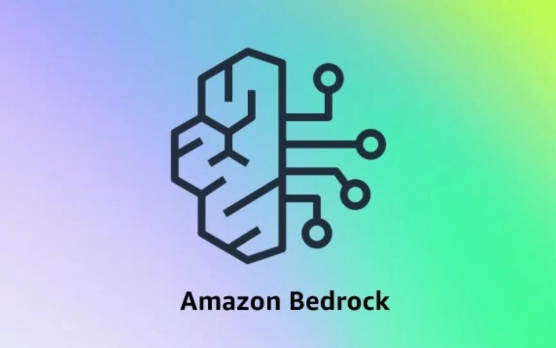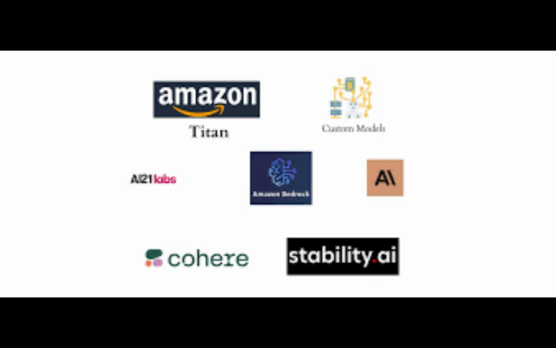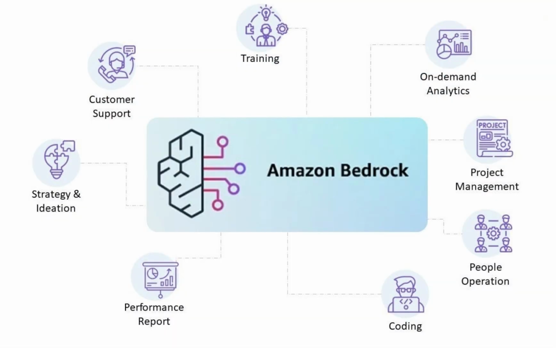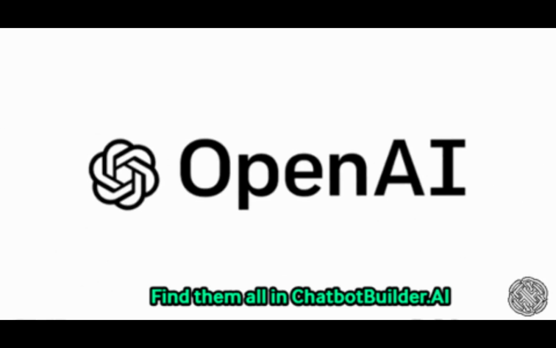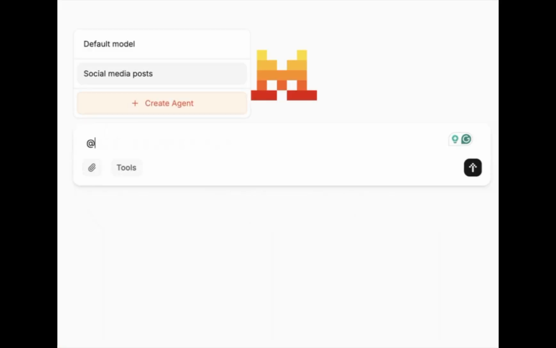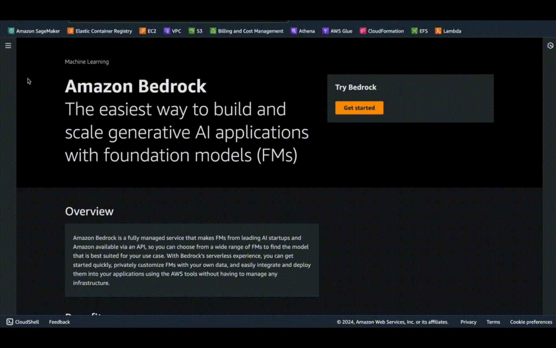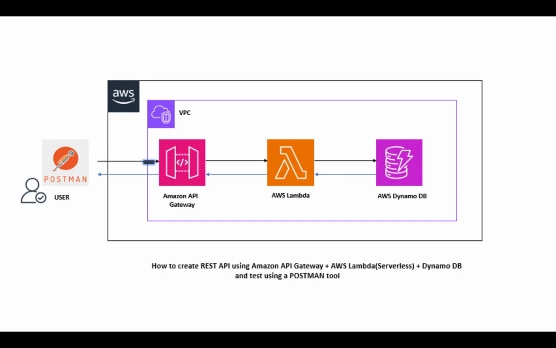Amazon Bedrock is AWS's answer to AI trends. It gives you access to the top language models in a way that is scalable, secure, and enterprise-ready. You've probably heard of OpenAI, Claude, or Mistral. With Bedrock, you don't have to choose just one. You can use multiple models, all behind a single AWS managed API.